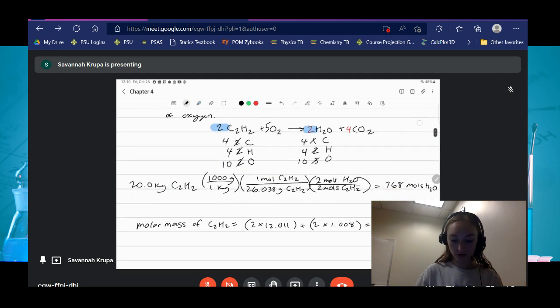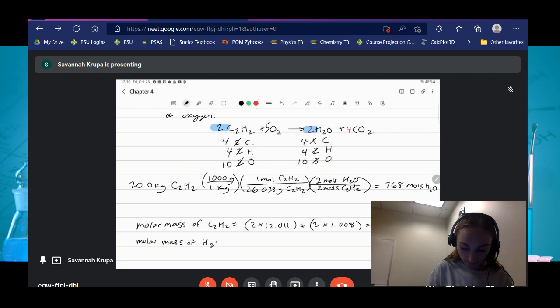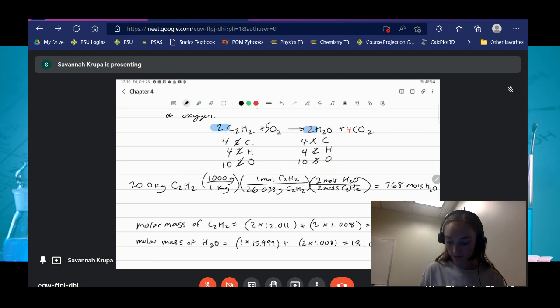So we're going to calculate the molar mass of H2O. So the molar mass of H2O, we have 1 oxygen, so 1 times 15.999, and we have 2 hydrogens, so 2 times 1.008, and then when we add those up, we will get a value of 18.015 grams per mole. So we're going to use this molar mass that we just calculated, and we're going to take the amount of moles of H2O and bring it right over here.